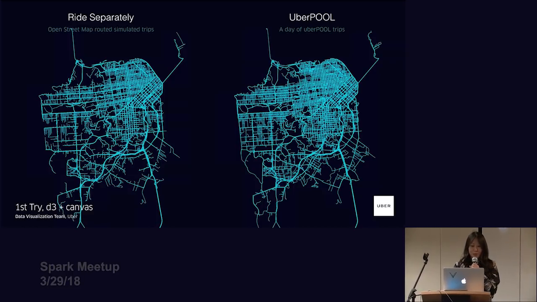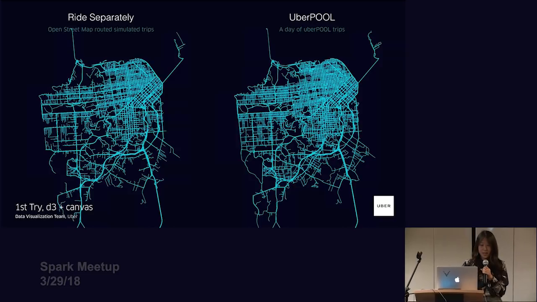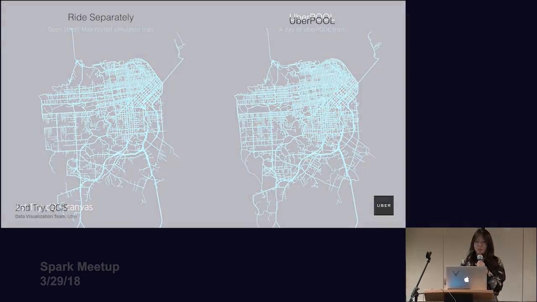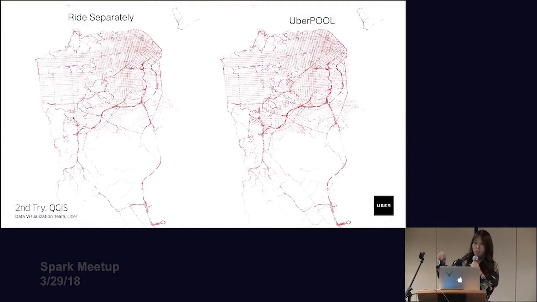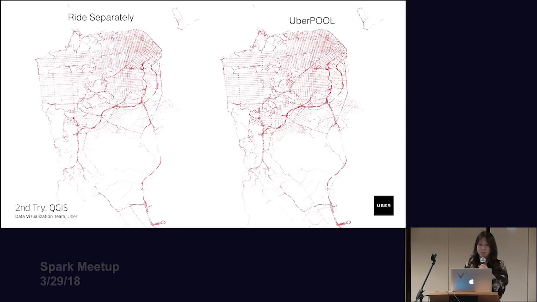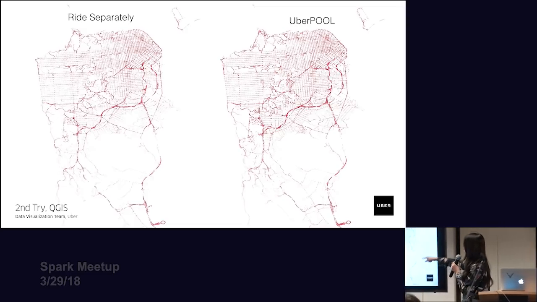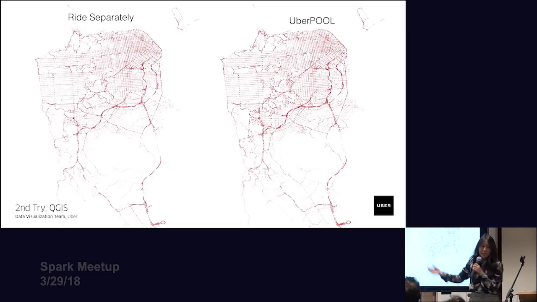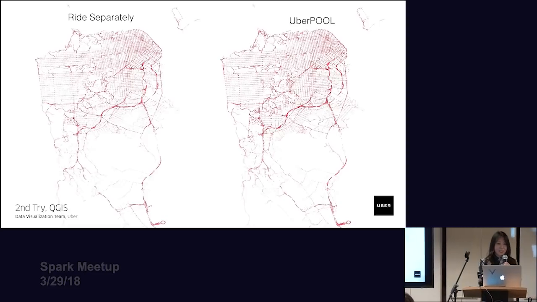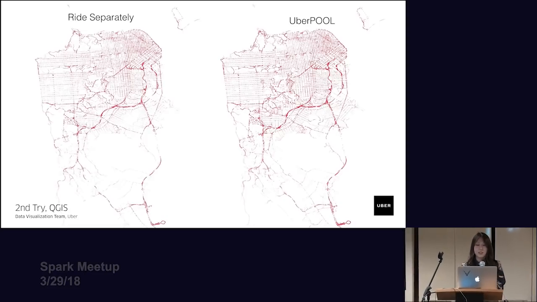So if this didn't work, the second time I used a software called QGIS. Instead of drawing the path, I just grabbed all the GPS pings I could get from the two data sets, and then I plotted them, just static maps. Again, this doesn't look good. I cannot see any density. I know there's a lot of trips along the highways, but I just cannot see a signal there. So I have to go back to my sketchbook.